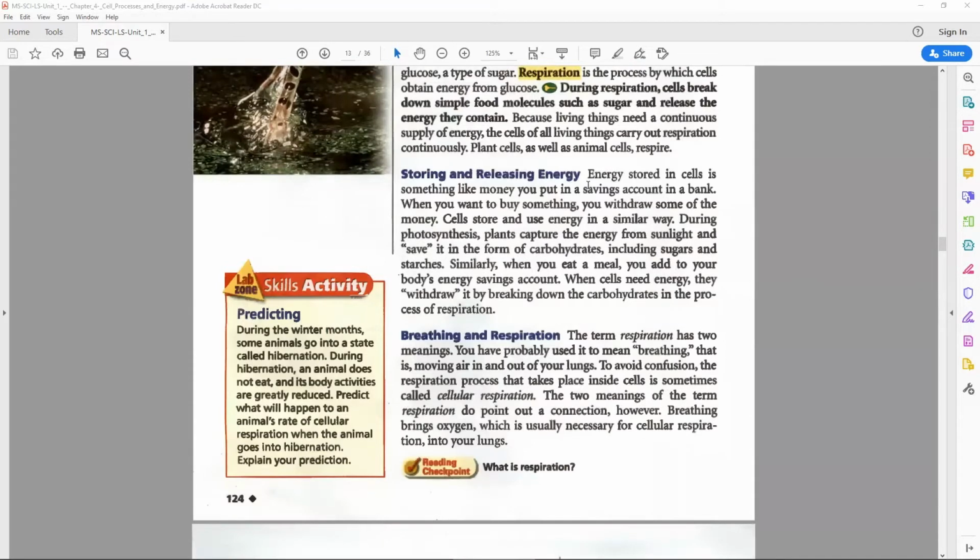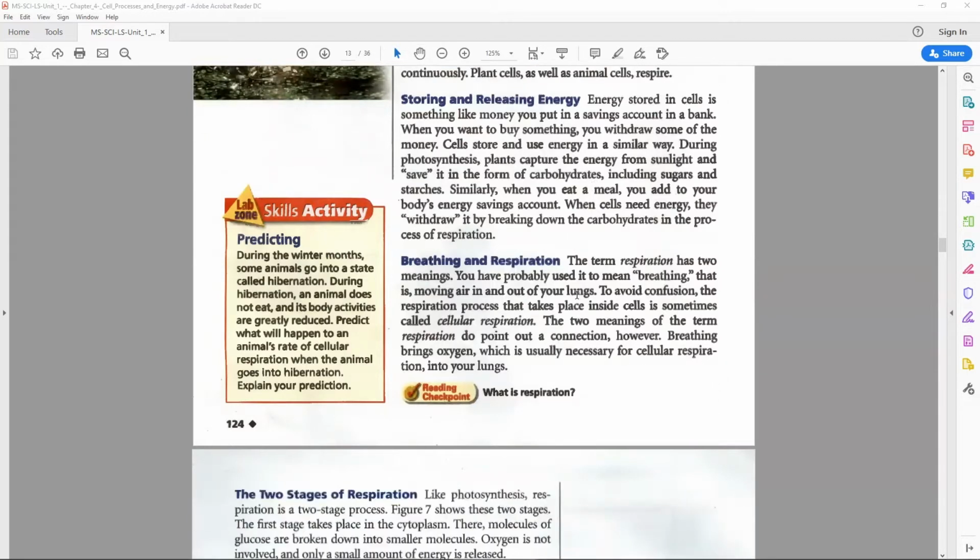Storing and releasing energy. Energy stored in cells is something like money you put in a savings account in a bank. When you want to buy something, you withdraw some of the money. Cells store and use energy in a similar way. During photosynthesis, plants capture the energy from sunlight and save it in the form of carbohydrates, including sugars and starches. Similarly, when you eat a meal, you add to your body's energy savings account. When cells need energy, they withdraw it by breaking down the carbohydrates in the process of respiration.